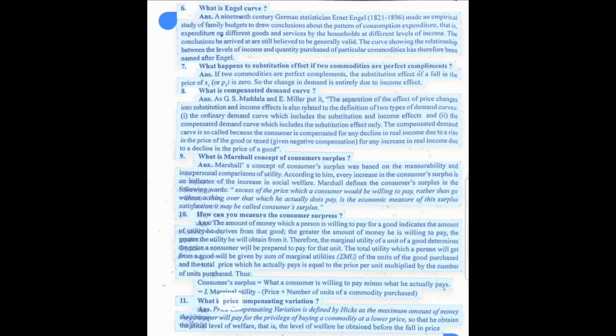11. What is price compensating variation? Ans. Price compensating variation is defined by Hicks as the maximum amount of money the consumer will pay for the privilege of buying a commodity at a lower price, so that he obtains the initial level of welfare, that is, the level of welfare he obtained before the fall in price.